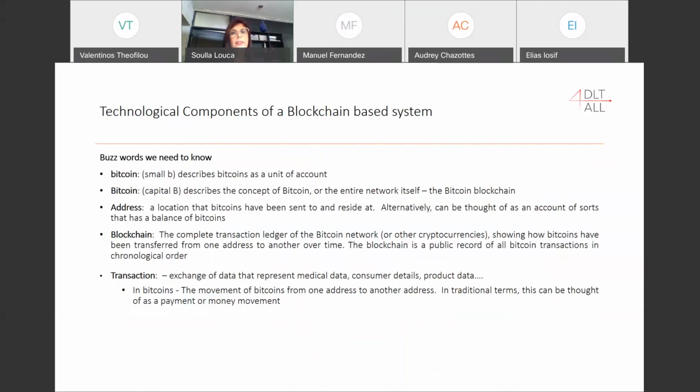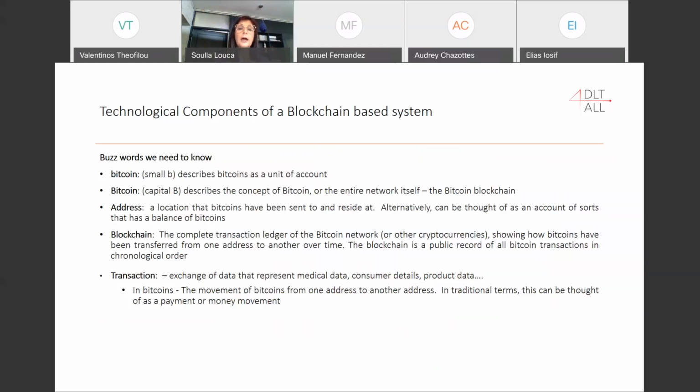Some buzzwords that we need to know. Bitcoin. What you need to remember here, when it comes to Bitcoin, you may see it written with a small b or with a capital B. With a capital B, it describes the concept of Bitcoin or the entire network itself, the Bitcoin blockchain, in other words. With a small b, we describe the unit of account, the cryptocurrencies.